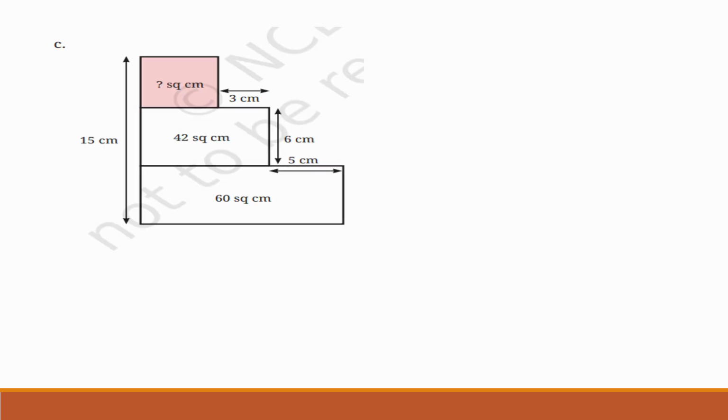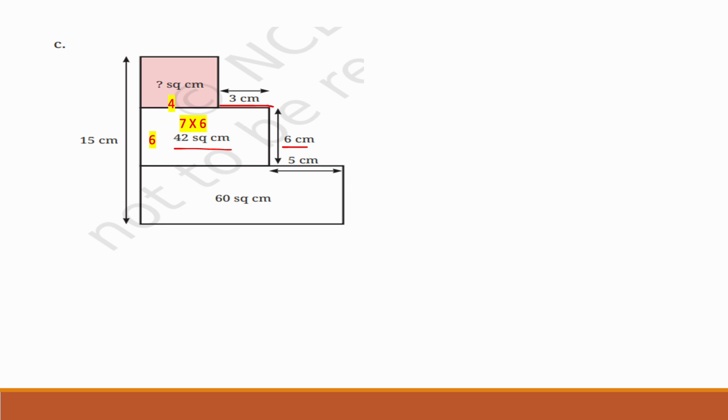See this figure. In the middle rectangle, area is 42 square centimeter. Its width is given as 6 centimeter. So, we have to find the length. Length into width is 42. That is, length into 6 is 42. What is length? Length is 7. So, 7 into 6 is 42. Okay. See, up to here it is 3 centimeter. Then what will be the width of the first rectangle? 7 minus 3, that is 4.